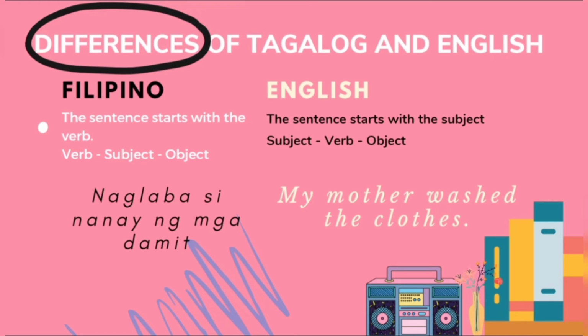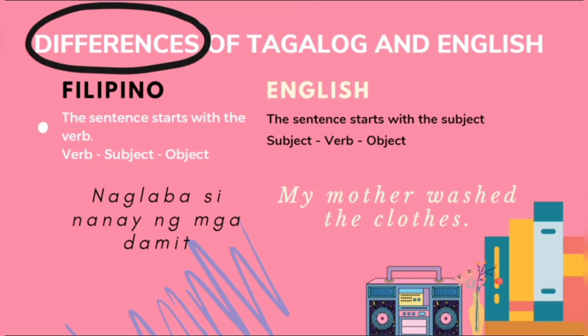Let's have a bit of review about object. Object is the receiver of the action. For example, in the sentence, I kicked the ball. Which among the words received the kicking? What do I kick? Yes, it is the ball. So in the sentence, I kicked the ball, the object is the ball.